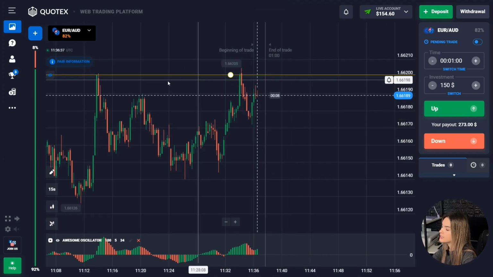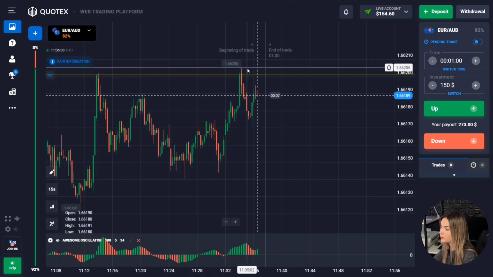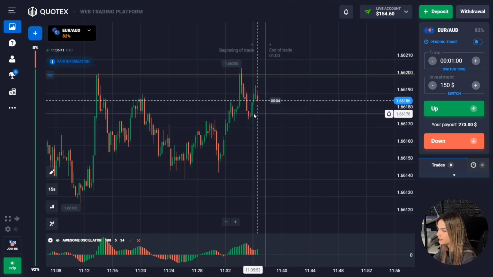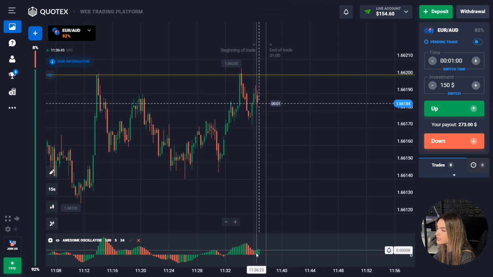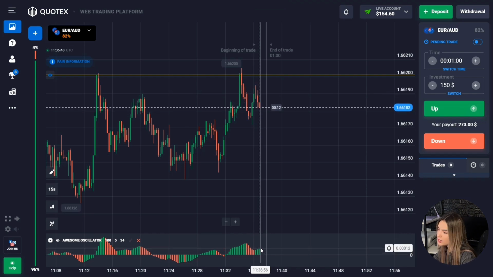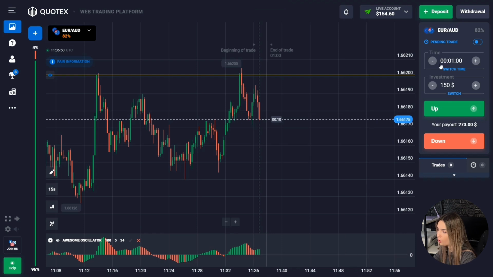Here we have a resistance level. We also see that after the pullback, the price has turned around and is approaching the level. At the same time, a green histogram is formed. The volumes for the increase are starting to grow. In this situation, I suggest opening a deal for 2 minutes to go up.